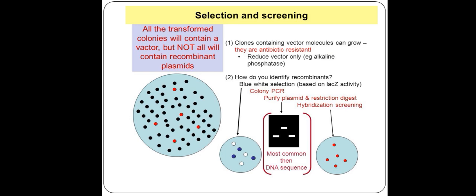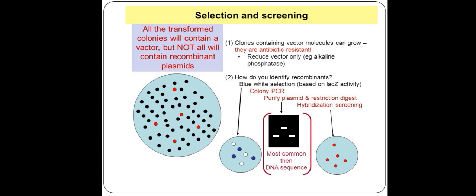Here you can see the selection and screening of all the transformants containing the vector, but not all will contain the recombinant plasmid. First, the clones containing the vector molecules can grow. They are antibiotic resistant, reduced vector only, alkaline phosphatase.